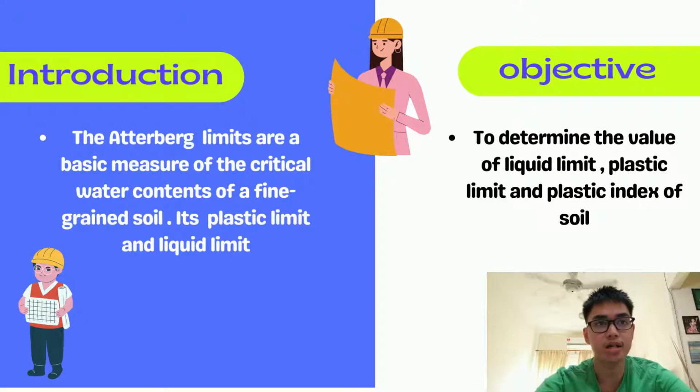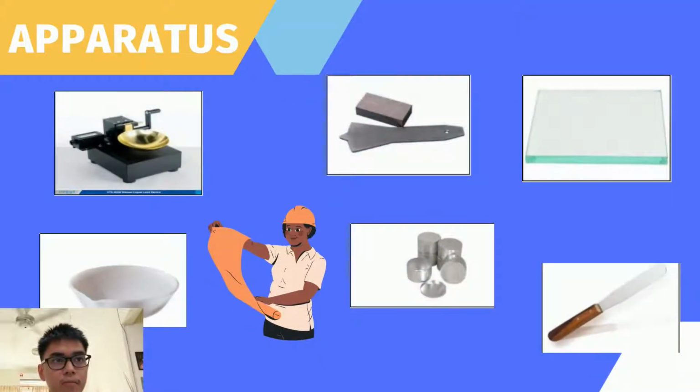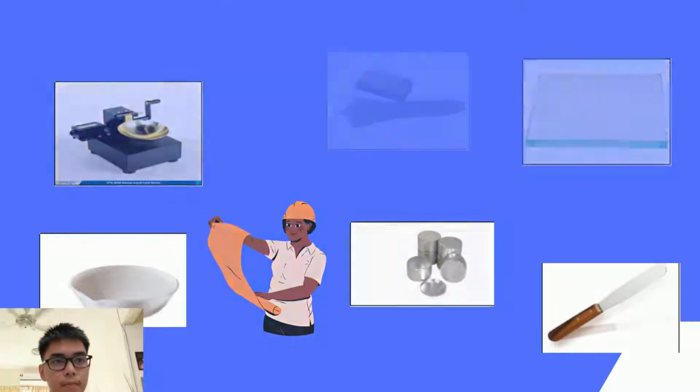For the introduction, the Atterberg limits are a basic measure of the critical water content of a fine-grained soil, its plastic limit and liquid limit. The objective is to determine the value of the liquid limit, plastic limit, and plasticity index. The apparatus are liquid limit device, spatula, moisture can, evaporation dish, glass plate, and grooving tool.